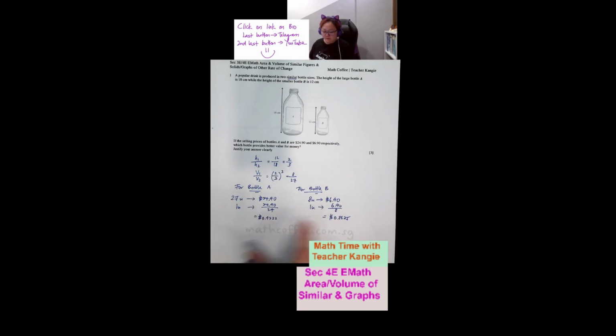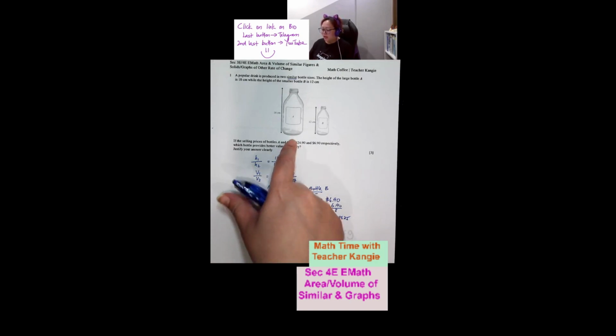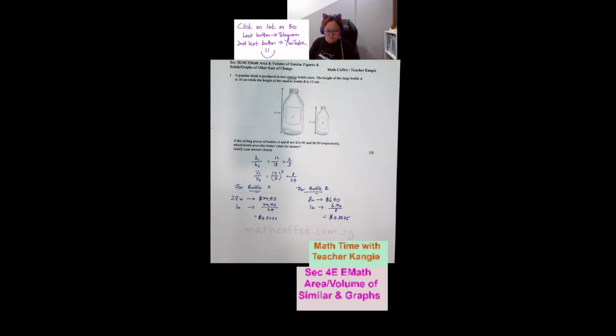So which one is a better value? Do you think it's bottle A or bottle B? Which one is a better value? Bottle B, right? Because you are using less money to pay for the same amount of volume. So you will say now, therefore, bottle B is more value for money.